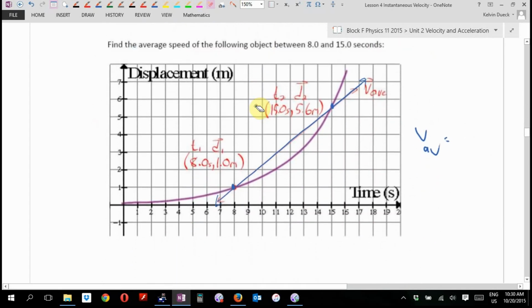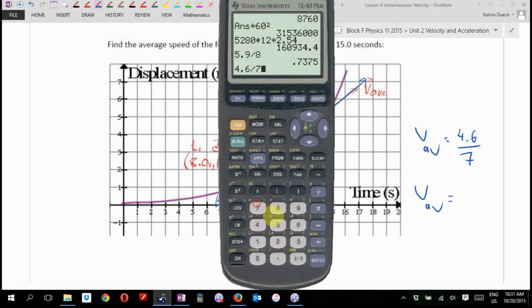No? Okay. What's the rise here? 5.6, 1.0. What's the rise? Over. What's the run? 15, 8. Oh, that works nice. 7. The average speed is approximately 0.66. If you said 0.657, I'd take that.